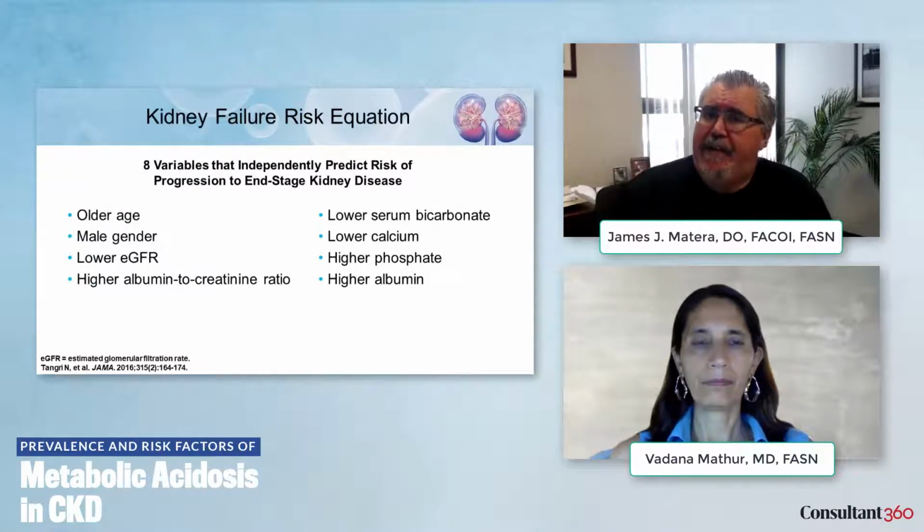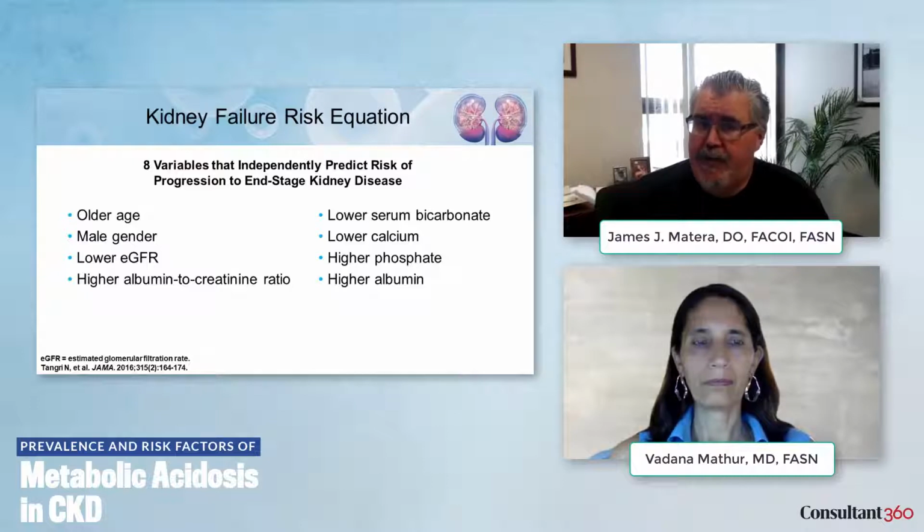So how about a kidney failure risk equation? We know that there are several variables that will independently predict the risk of a patient progressing to end-stage kidney disease. One of the most important discussions I know Dr. Mathur and I have with our patients is, what does chronic kidney disease mean to me, and how will it affect me down the road? And there are multiple factors that impact this.